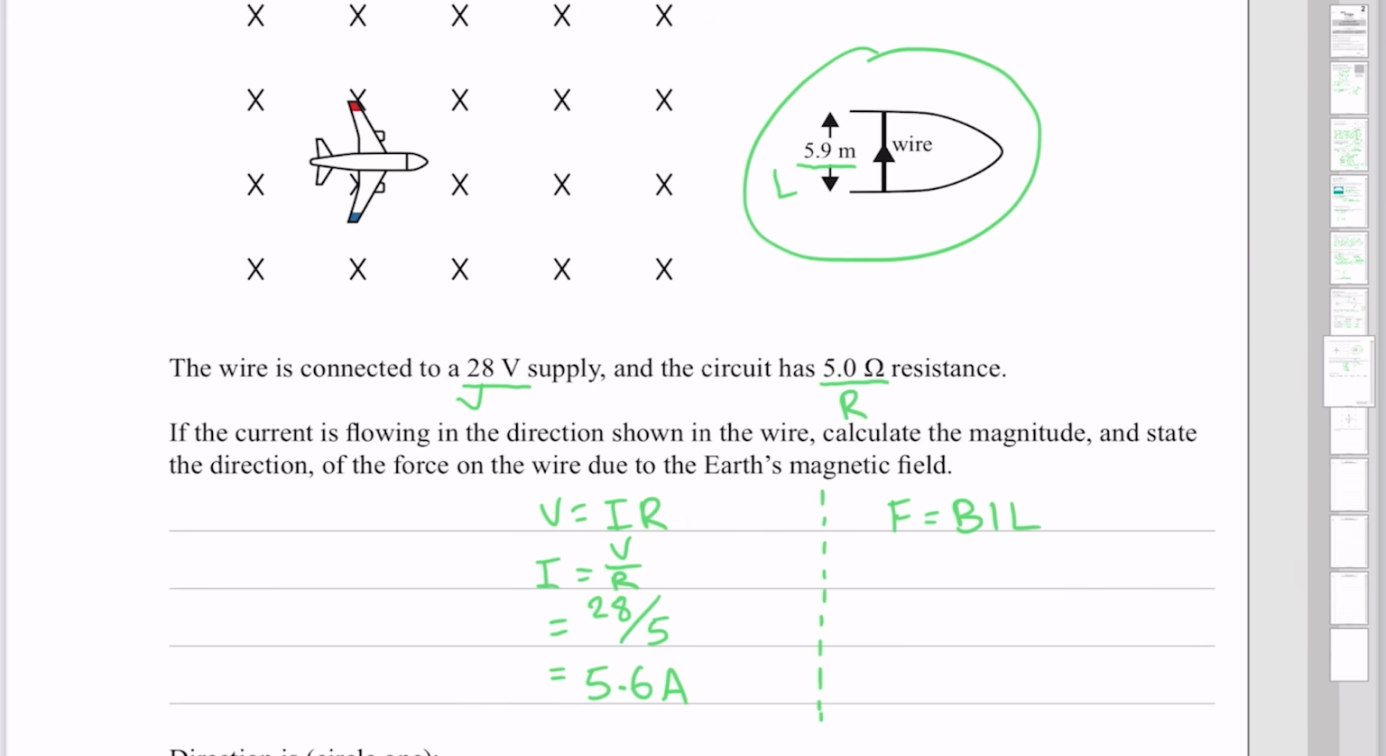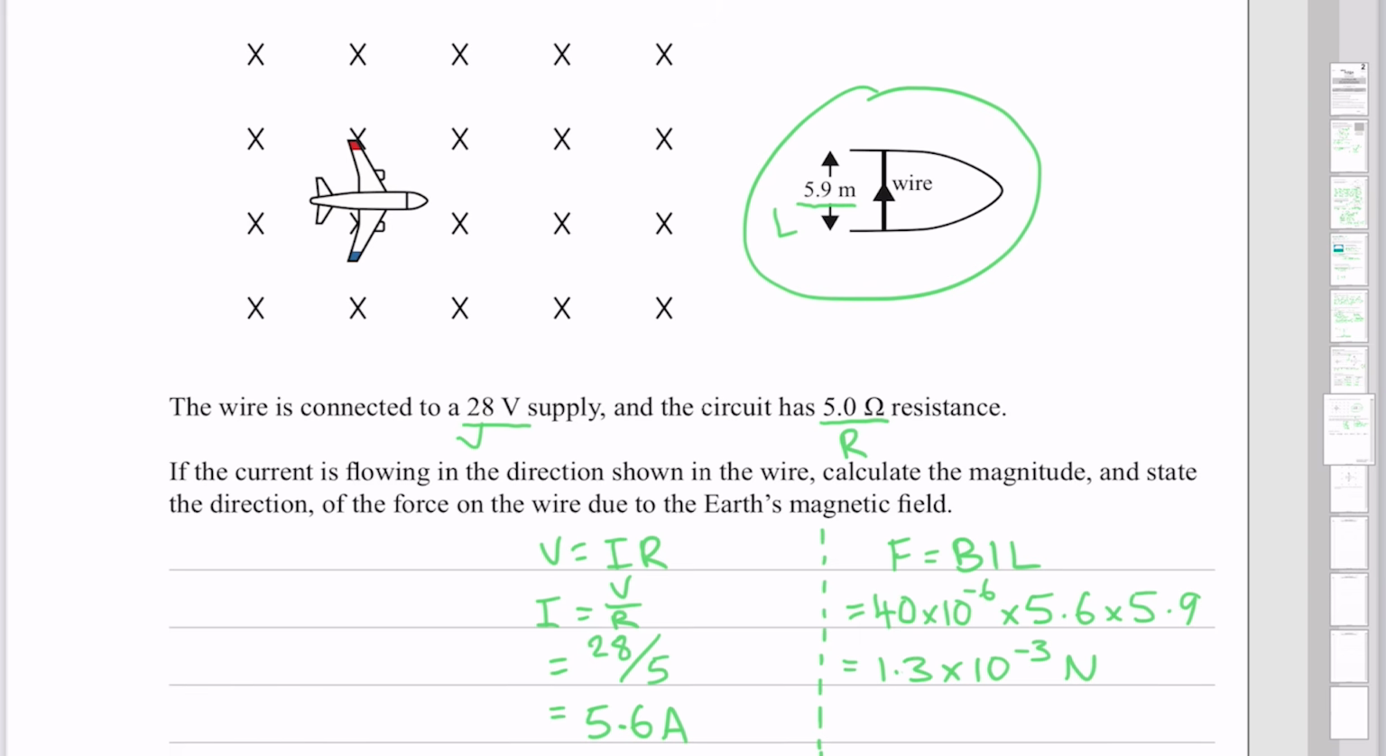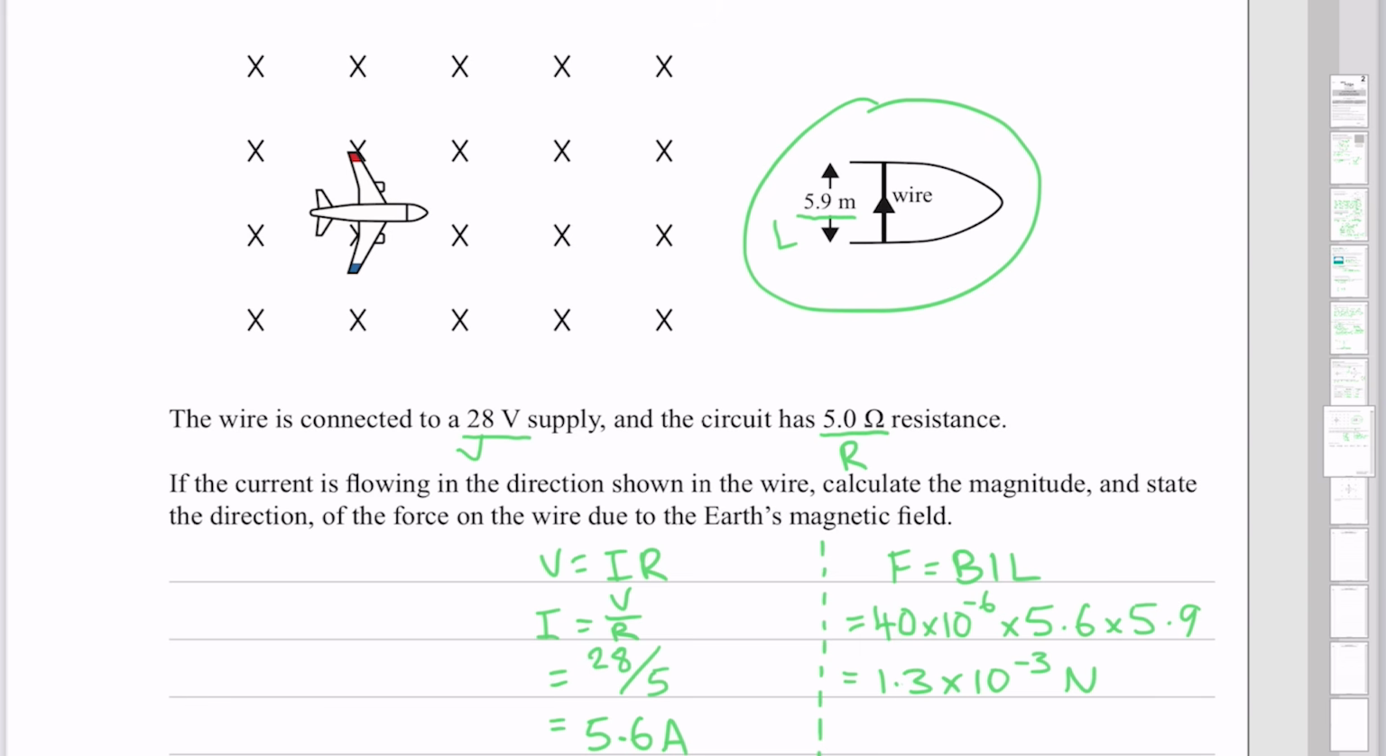Plugging that into our equation over here gives me 1.3216. Since the equation gives us two significant figures, we write that as 1.3 times 10 to the minus 3 newtons. As for the direction, we're once again going to need our right hands, and you'll need to follow along at home. Point your fingers in the direction of the field, which is into the page. Point your thumb in the direction of the current, which is upwards, and you'll find that your palm is pointing towards the left.